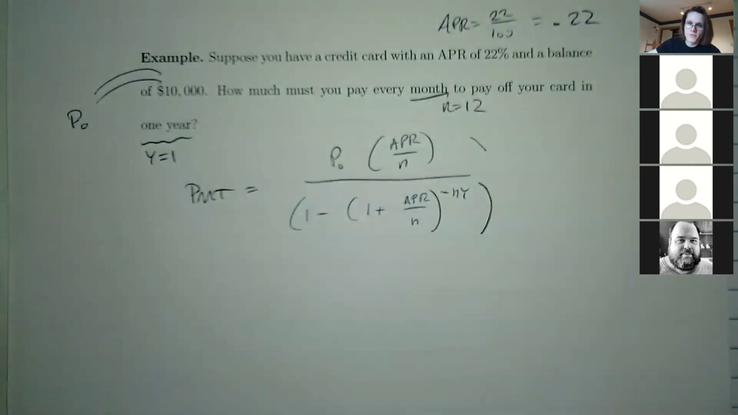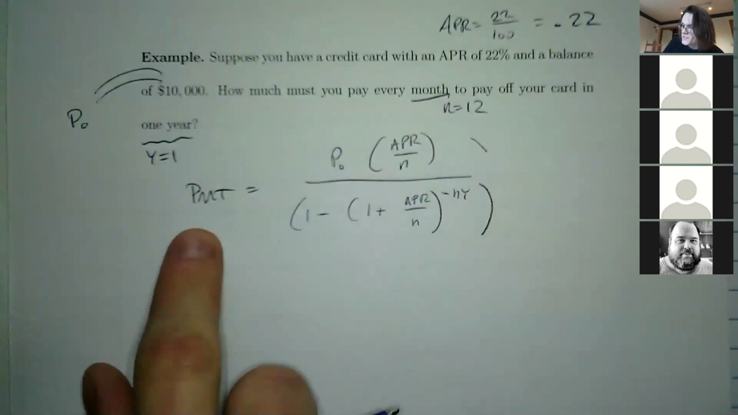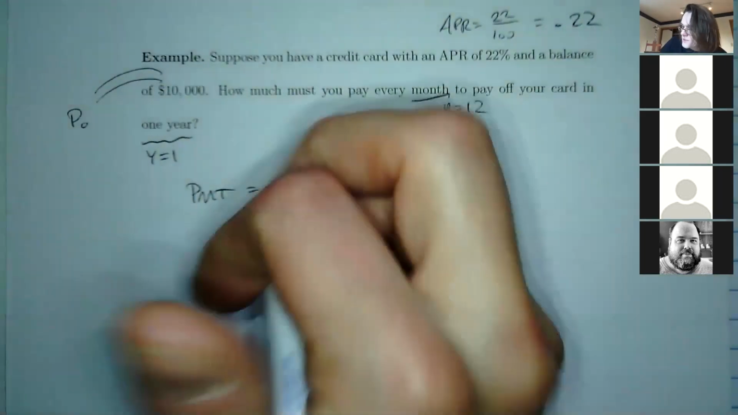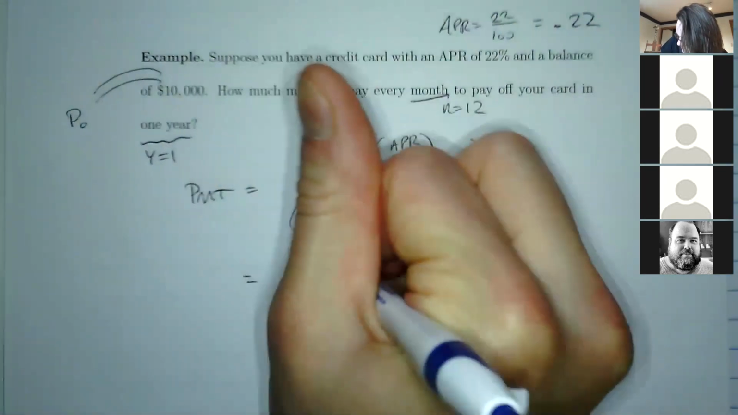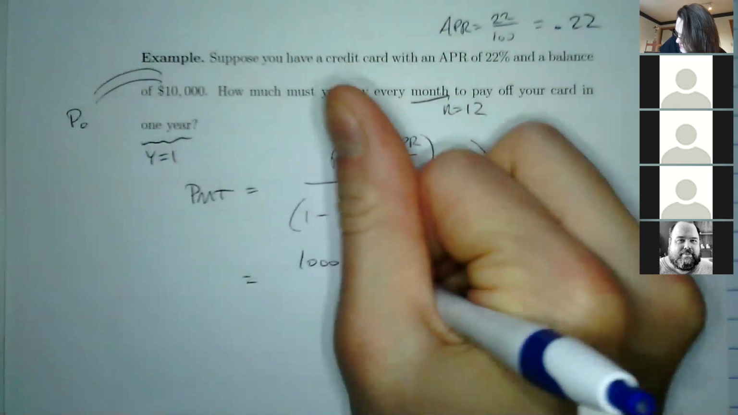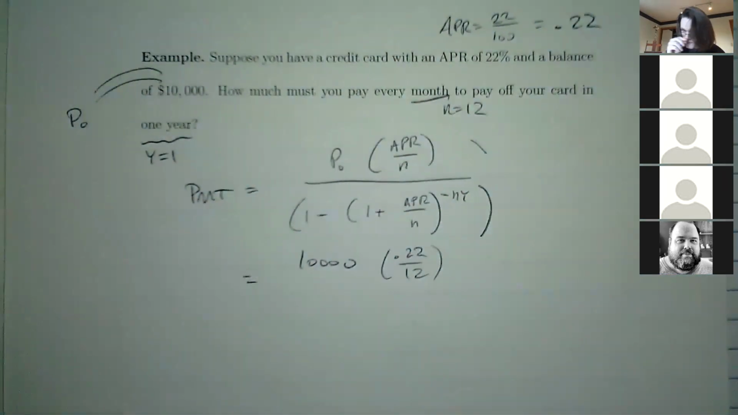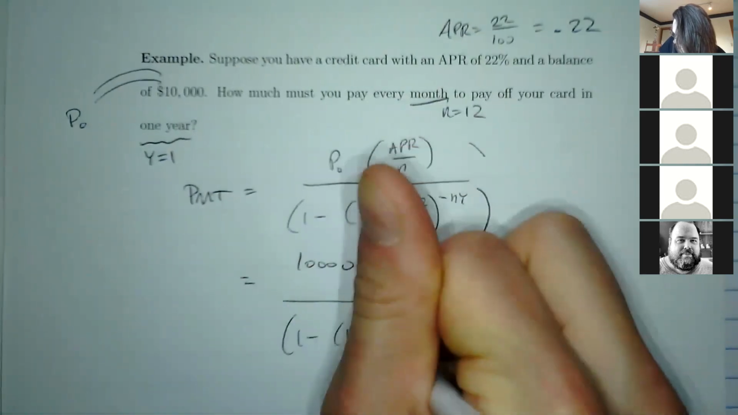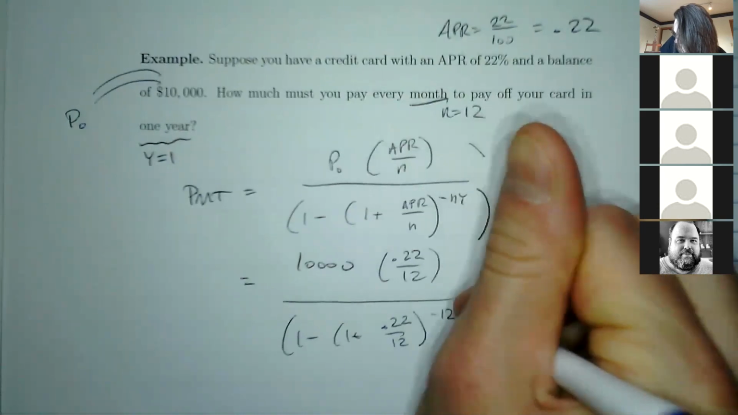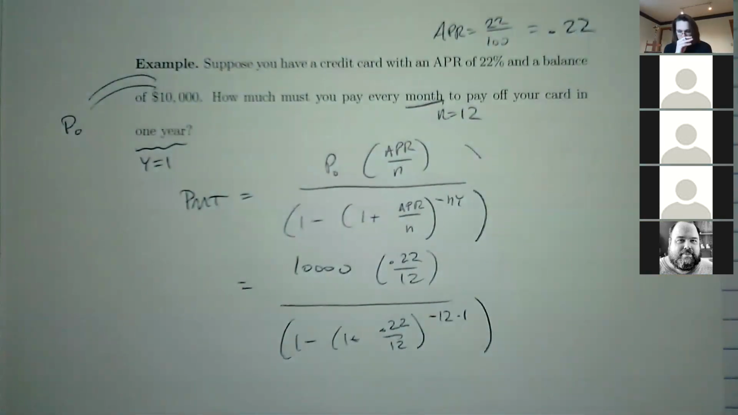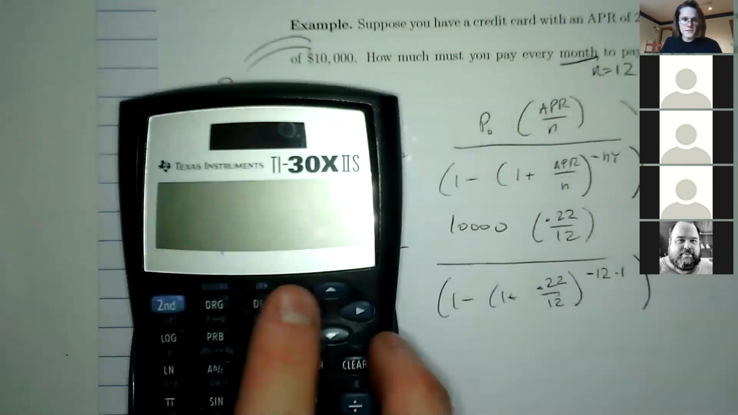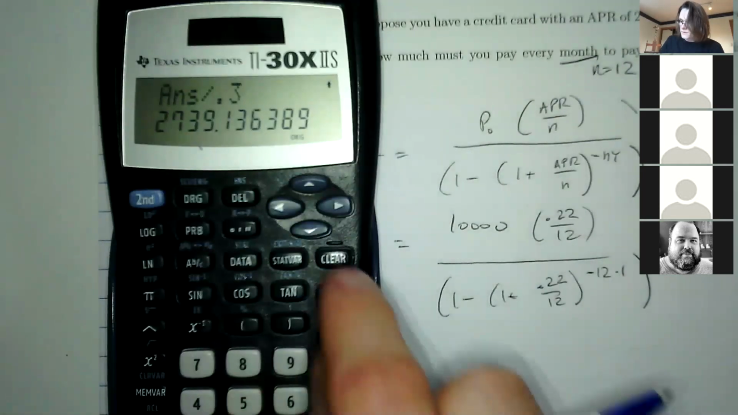But as I said, we just plug everything in. So PMT is what we're looking for. We're looking for what our monthly payment will be. So 10,000. And then my APR we said is 0.22. Monthly again, so 12. Most things are monthly, I think. And then in the bottom, 1 minus 1 plus 0.22 over 12 to the minus 12 times 1. So just plop everything in. Let's see what happens. We'll try to do it all nice and accurately with our scientific calculator.